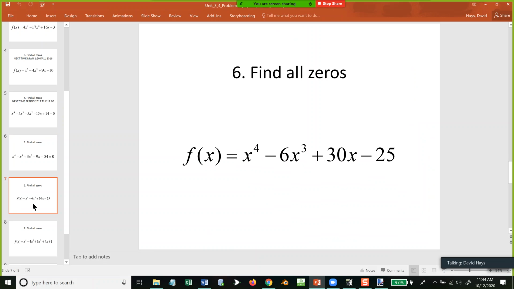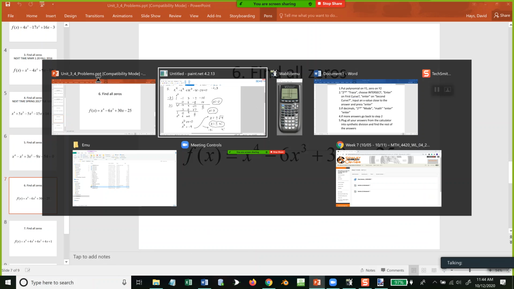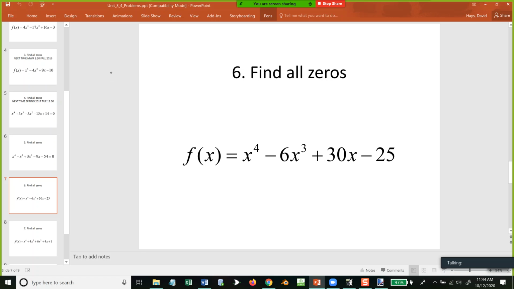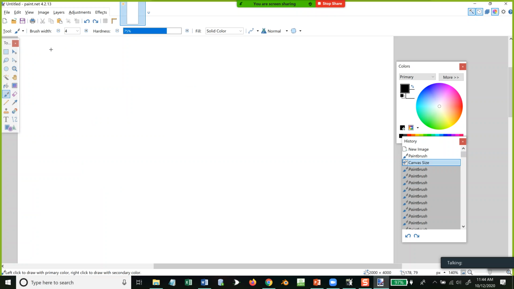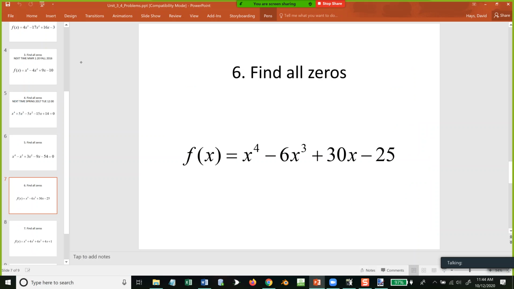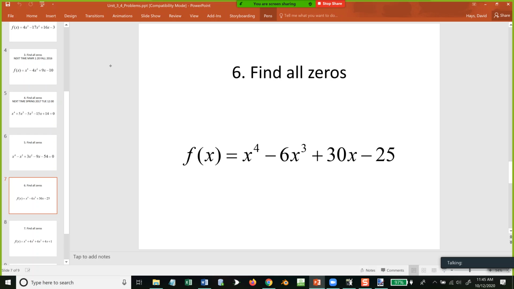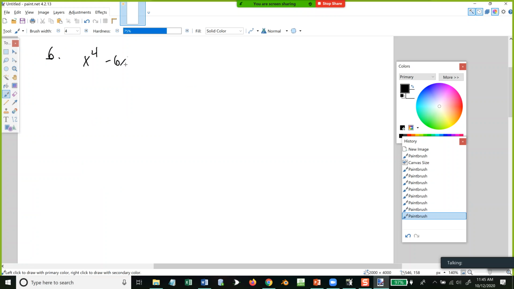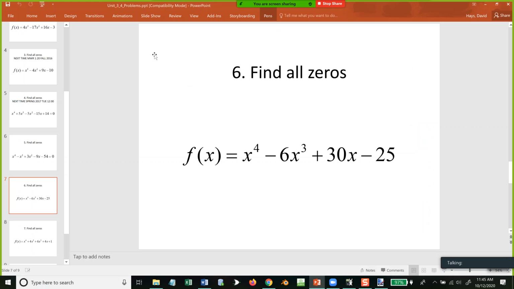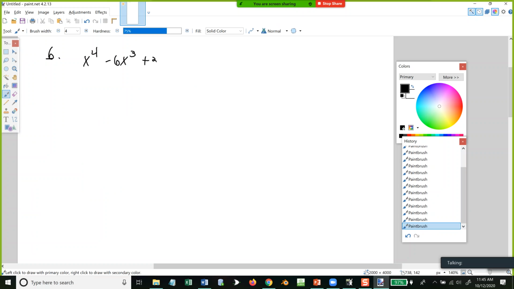Okay, let's take a look at this one. Third plus 30x minus 25. This is one I would sometimes screw up on. We'll talk about y here in a minute. Let's go to the calculator.